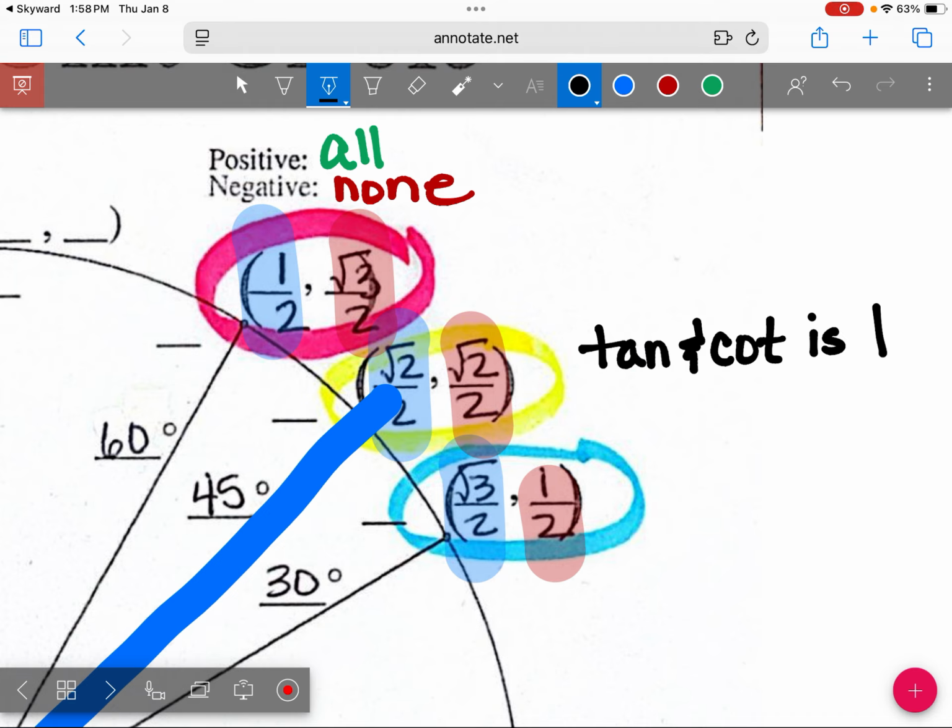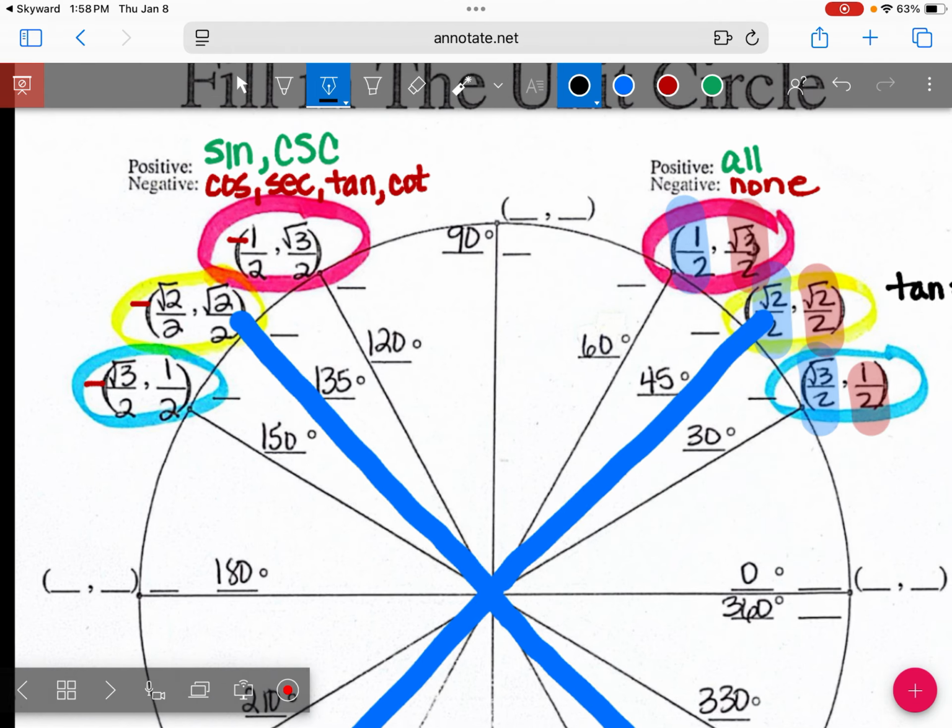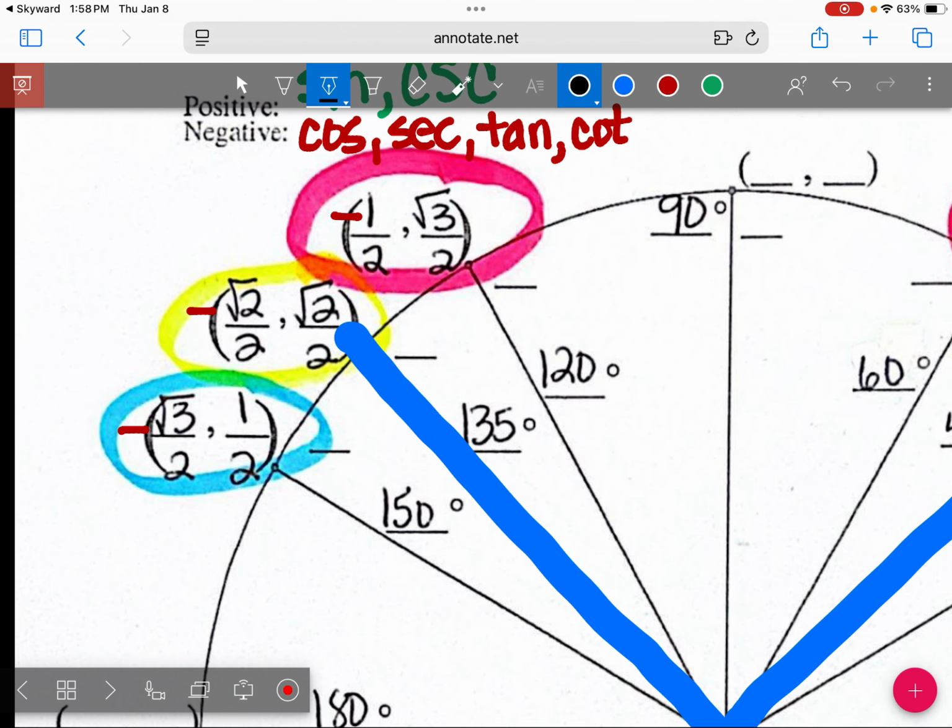Let's go to quadrant 2. In quadrant 2, my isosceles is 135 degrees. So I'm still dividing two things that are the same, but one is negative. So what do you think tangent and cotangent will be in quadrant 2? -1. All right, let's write that down. Tangent and cotangent is -1.